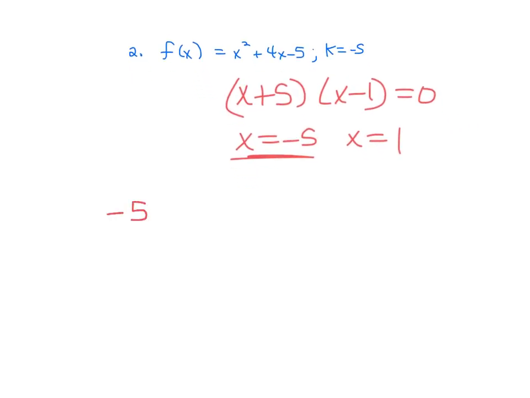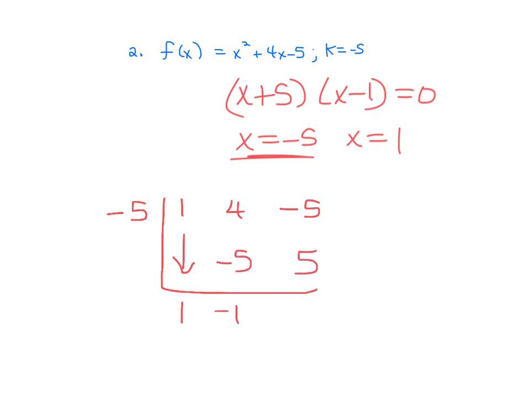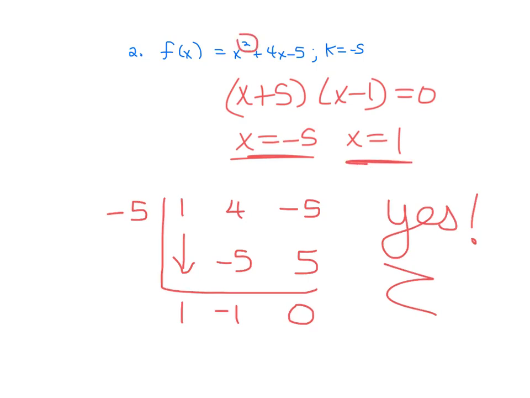So -5 goes out here. 1, a 4, and a -5, all the coefficients. Bring it down. Multiply. Multiply. I got a remainder of 0, so yes, it worked. It is a factor. And I already found the other one. See how it's got 2? So the 2 x-intercepts are -5 and 1.